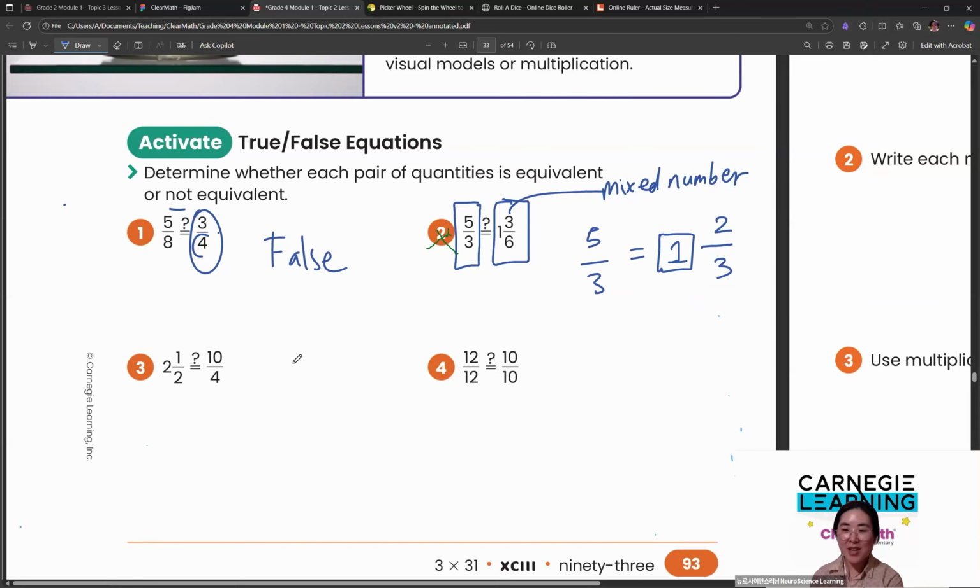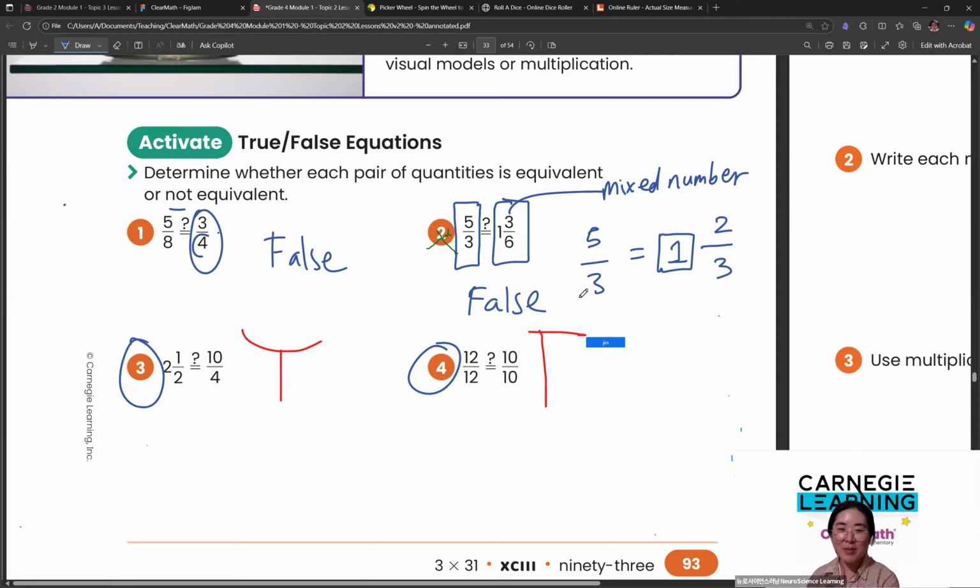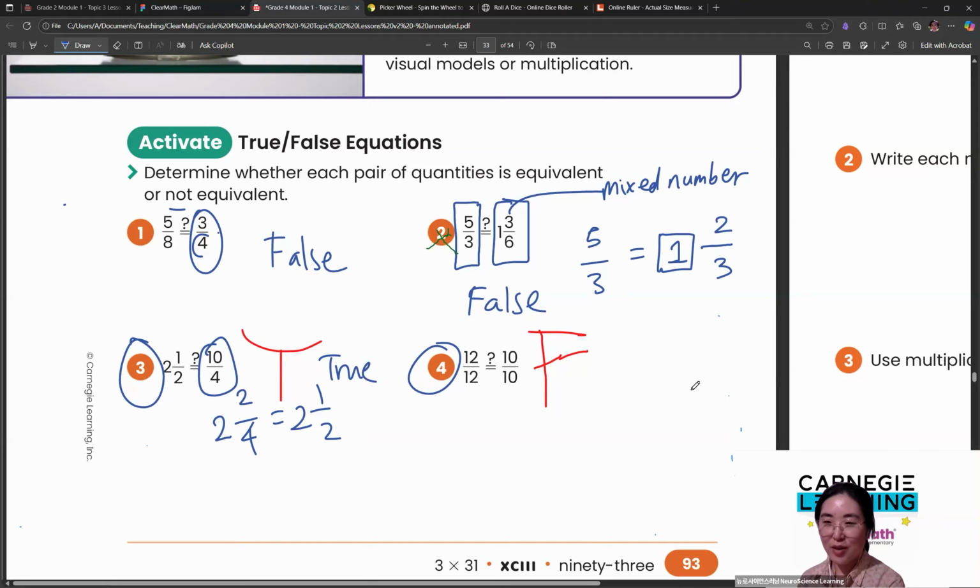Okay, and please write in your notebooks the answer for number 3 and number 4. Okay, so what is 3? Is it true or false? True. We have some different opinions. It is true because 10/4 as a mixed number is 2 and 2/4, right? And 2/4 is the same as 1/2. So this one is true. And what about number 4? So Eugene thinks it's false.